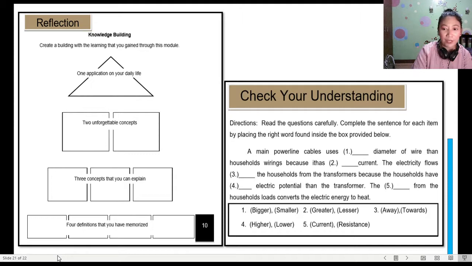Then, for the reflection, you have to write one application on your daily life, and two unforgettable concepts, three concepts that you can explain, and four definitions that you have memorized. Then, last, check your understanding. May choices na dun sa box below. So, isasalpak nyo na lang yung answer.